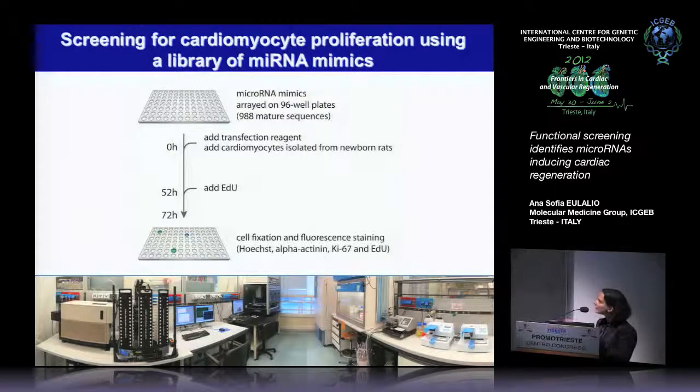Basically, what we have done was to array the microRNA mimics on 96 well plates and transfect cardiomyocytes isolated from newborn rats, and 72 hours later look at different proliferation markers. We looked at alpha-actinin as a marker for cardiomyocytes, and then two different markers: Ki67, which generally labels cells in the cell cycle, and incorporation of EdU, which is a nucleotide analog incorporated during DNA synthesis.